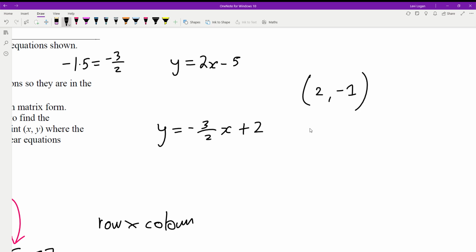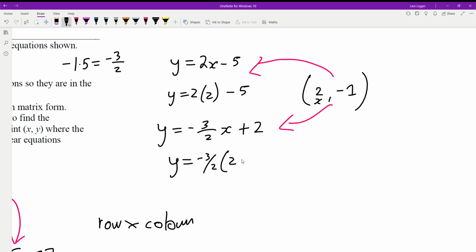2, negative 1, okay? And we can double check this as well. So if we substitute the values in, let's substitute both of them into each equation, you should have left hand side equals right hand side, okay? So in this case, we could probably use a graphing tool if you wanted to, but I would just sub the point in here. So if I chuck in the x value, I have y equals 2 times 2 minus 5, and then here I have y equals negative 3 on 2 times 2 plus 2. That one would simplify to negative 1. And then this one here would be y equals negative 3 plus 2, which would also simplify to negative 1. So we can see they both have that point in common, okay?